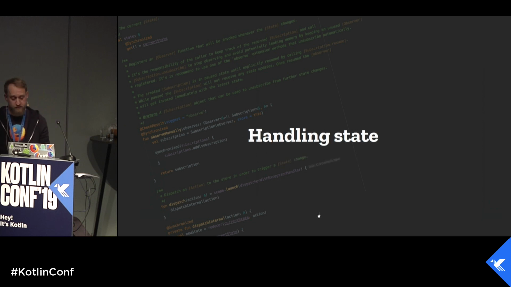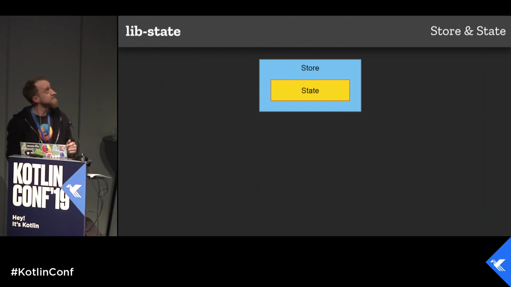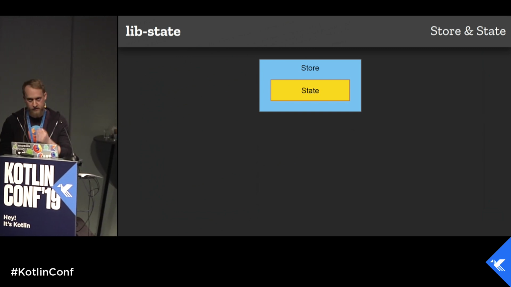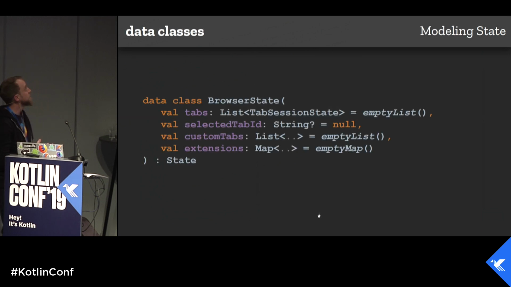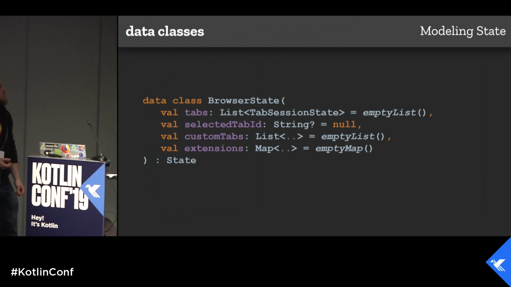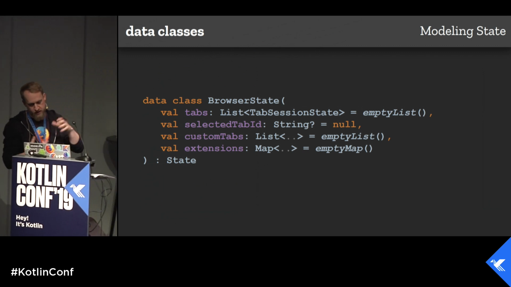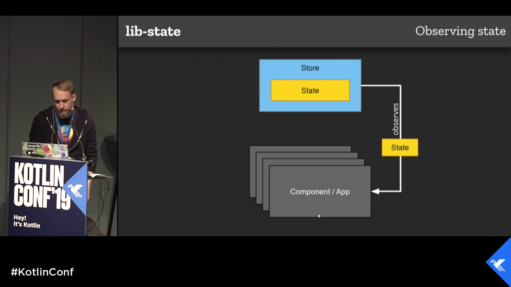For some of the other language features, let's look at how we handle state in our app. We are using a kind of Redux style pattern. We wrote a component for that, surprise. It's called libstate. And in this component, we have a store. And the store contains a state object. It's an immutable state that defines the state the app is in. And the state is just a data class. It's a very concise way to write this immutable state. And it's kind of a tree if you have multiple data classes inside data classes.